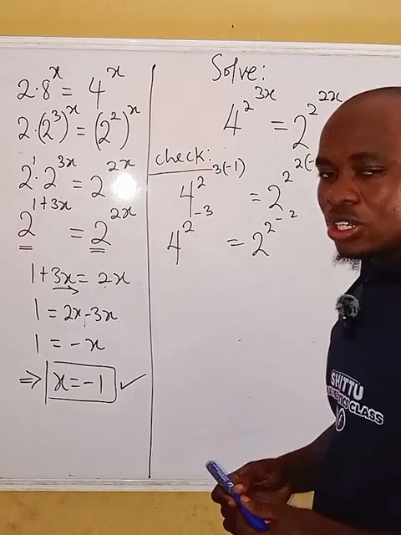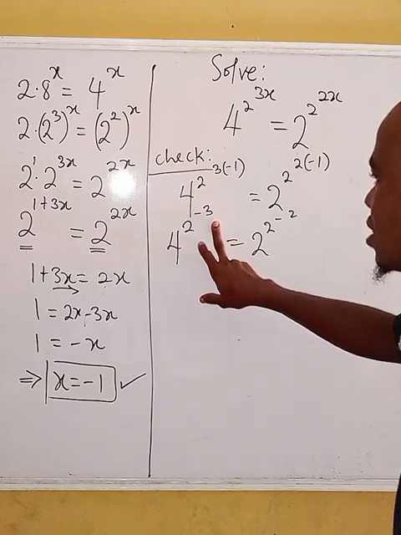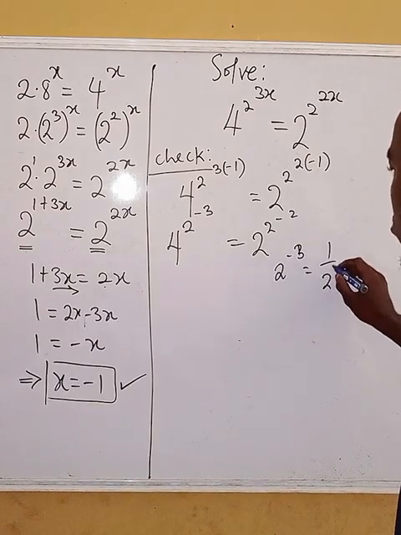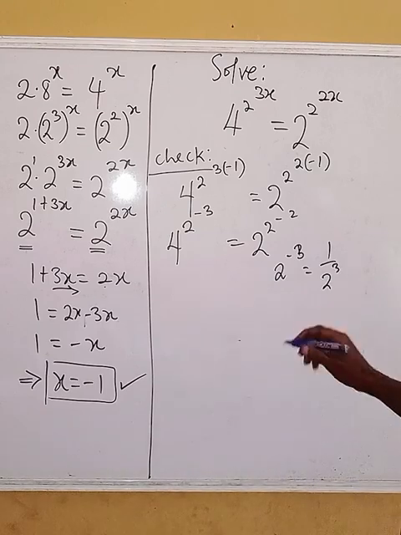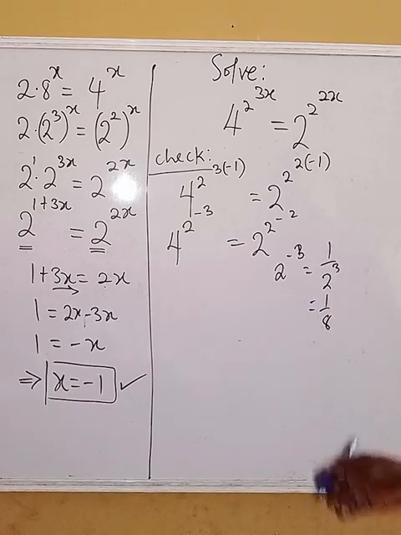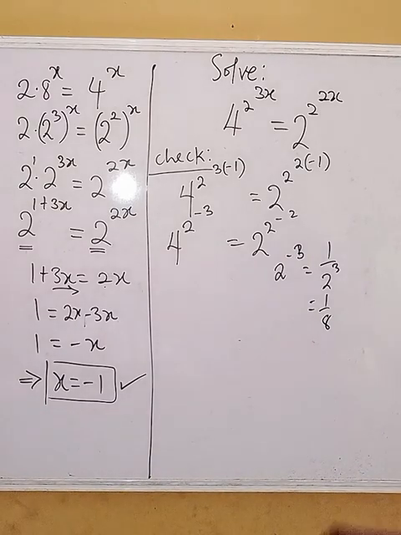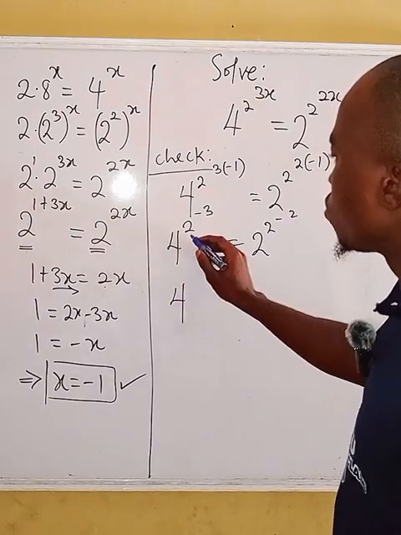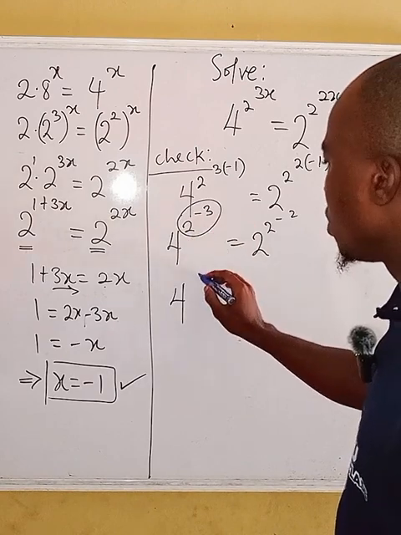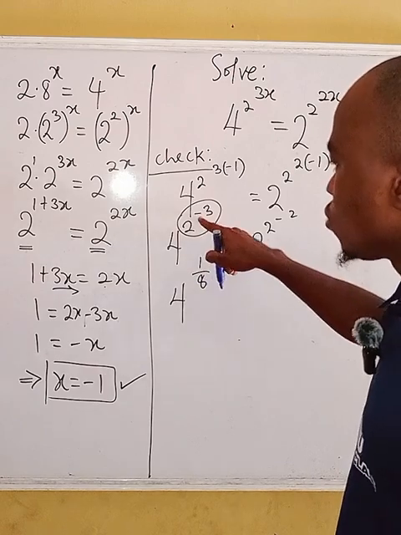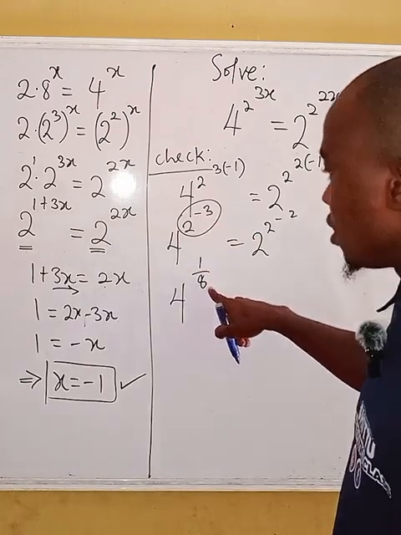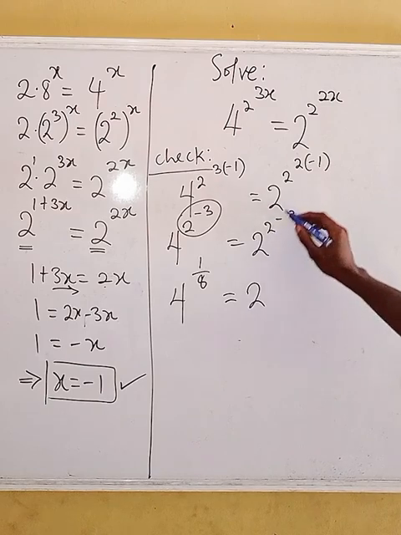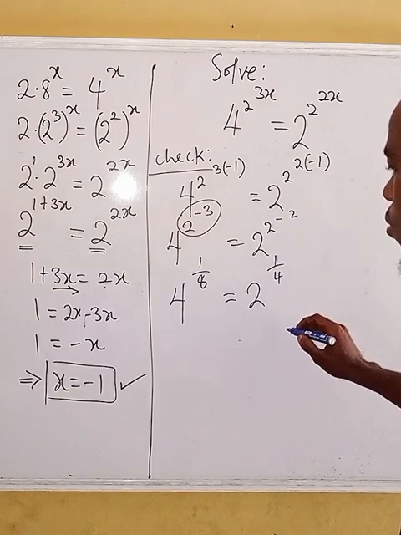Now here, according to what we have, we can see that 2 raised to power minus 3 is the same thing as 1 over 2 raised to power 3. Do you understand? Which is the same thing as 1 over 8. I want you to take note of that. Now we have this to be 4. 2 to the power of minus 3 is going to be 1 over 8, according to what I just showed you. The same thing here too. This one here is going to be 1 over 4. Are you getting it now?